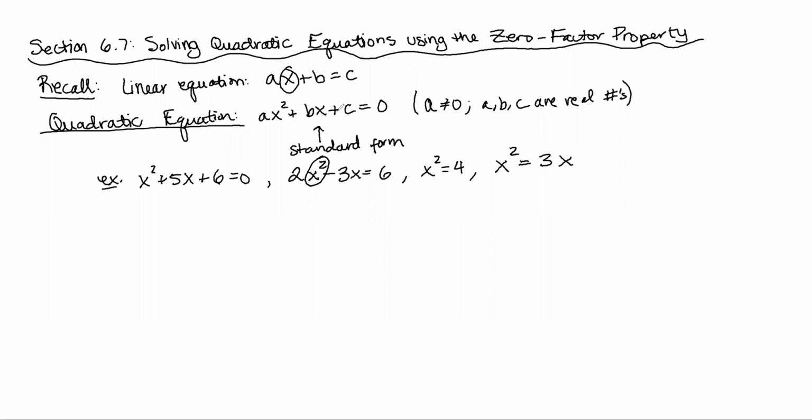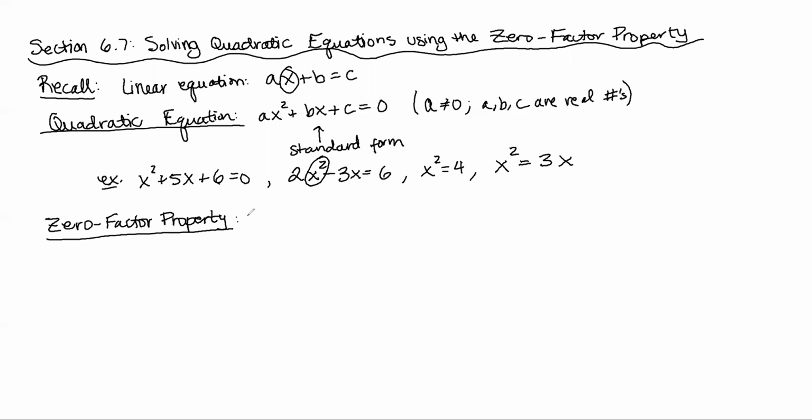Now, in order to solve these, we're going to use something called the zero factor property. There are other methods, and if you go into Math 96, you'll see all the other methods that we can use to solve these equations. You might remember the quadratic formula. That's one of them. The zero factor property lets us, if the equation is factorable, use this property to solve.